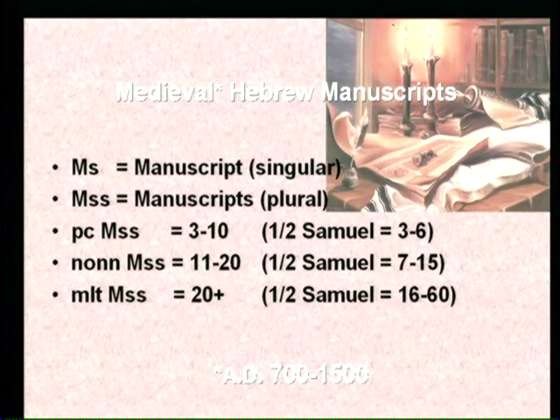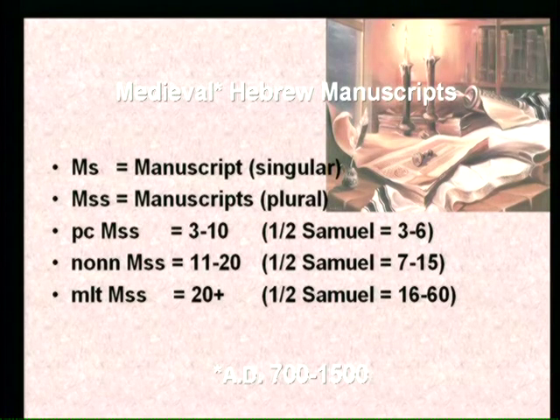And MLT is multi manuscripts, many, 20 plus. 20 plus everywhere except 1st and 2nd Samuel, where it means 16 to 60 medieval Hebrew manuscripts. It's not referring to anything else except medieval Hebrew manuscripts. The Middle Ages is where we get the term medieval.